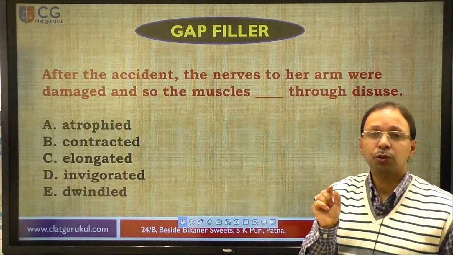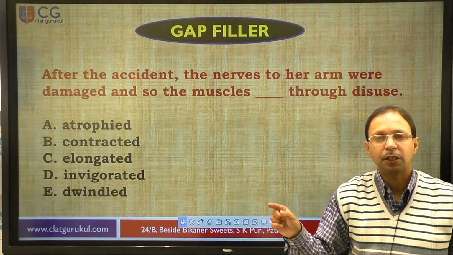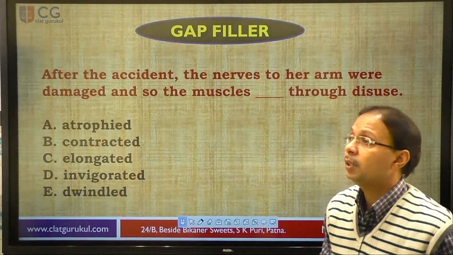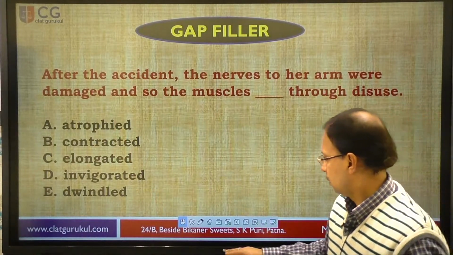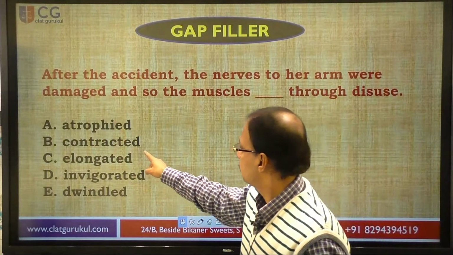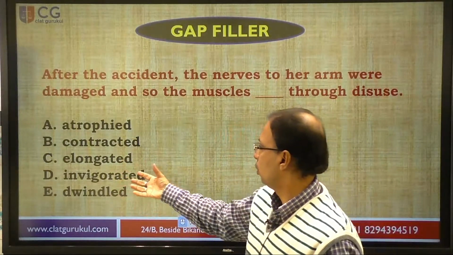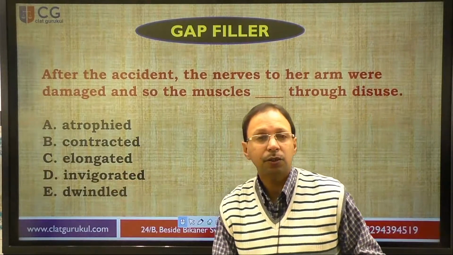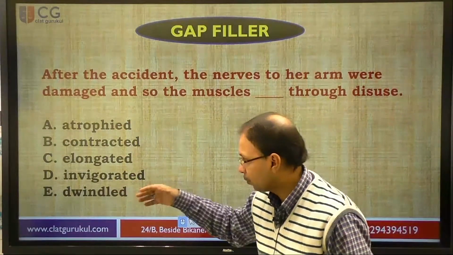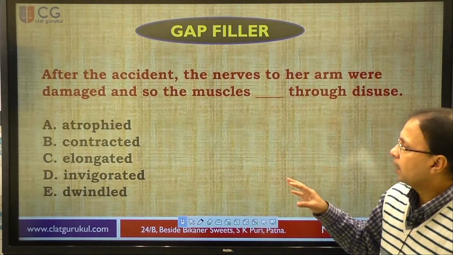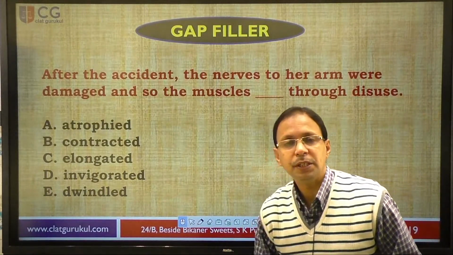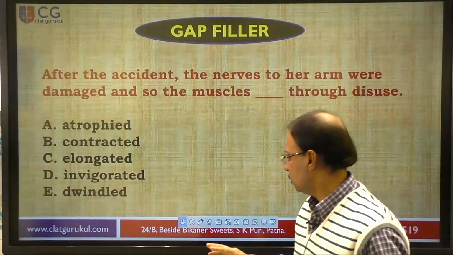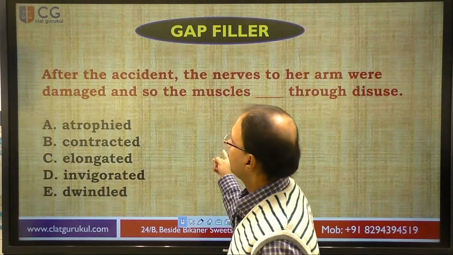Okay? Due to the existence of the word disuse, it has become ineffective, and that is what is meant by atrophied. So the correct answer will be atrophied. Next, contracted, that is shrunk, or elongated, that is expanded, and invigorated, rejuvenated, and dwindled, that is reduced. So the rest of the options will not fit in that particular slot. Atrophied is the correct word, and atrophied means due to disuse, something got ineffective, and that is the correct answer over here.